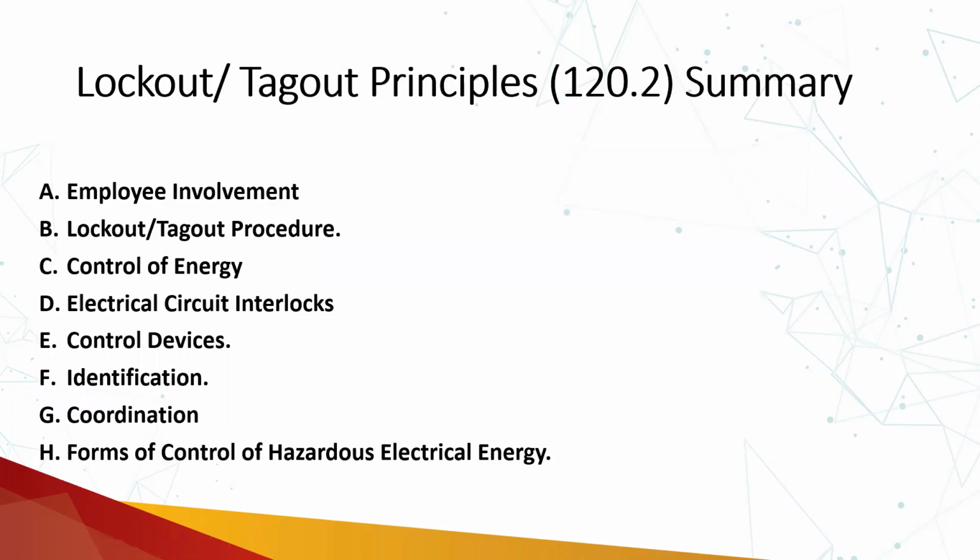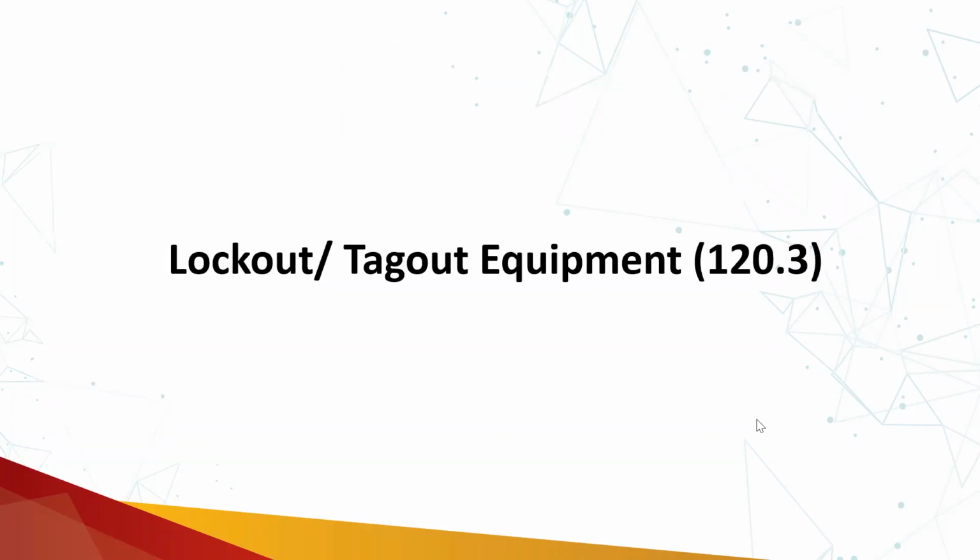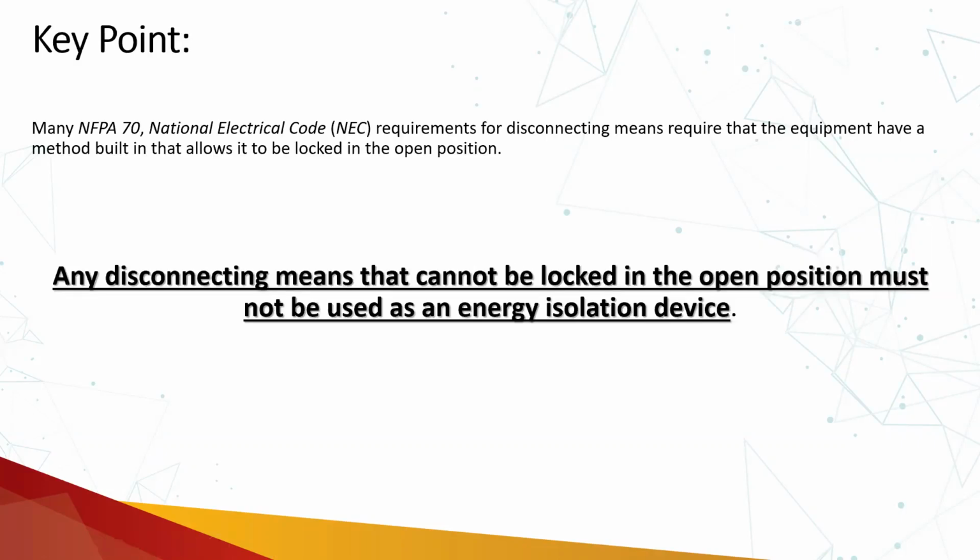Right, so we have seen 120.2, which talks about the lockout and tagout principles from A to H. Moving to 120.3, which is related to the lockout and tagout equipment, what type of equipment can be used for the lockout and tagout? NFPA 70, the National Electrical Code requirements for disconnecting means, require that equipment have a method built in that allows it to be locked in an open position. Any disconnecting means that cannot be locked in an open position must not be used as an energy isolation device.